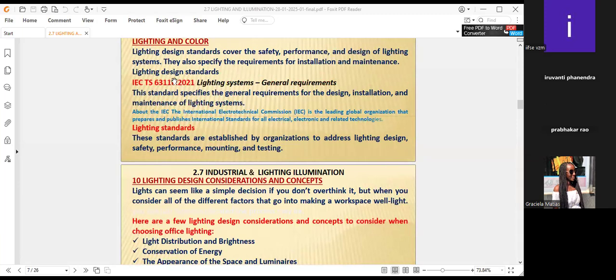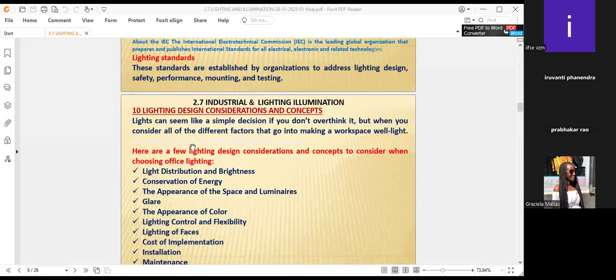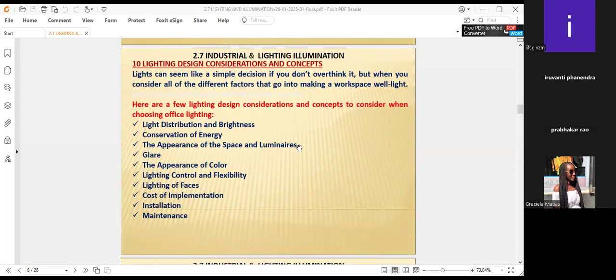So, after discussing the lighting standards and all, we have to keep in mind that before installation or before a decision is taken, the manufacturers and industries have to follow the lighting standard. And the next point is that the 10 lighting design considerations and concepts are taken into mind before making a decision or choosing the light source and all.